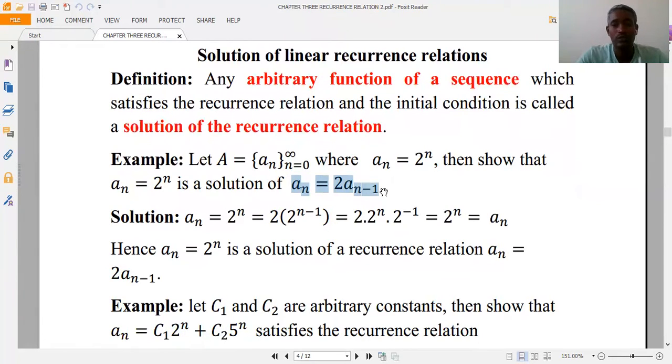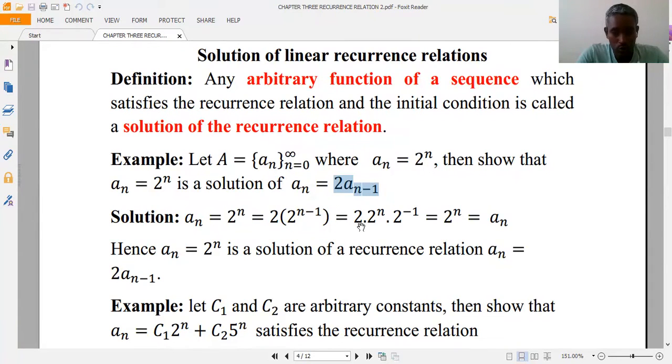To show that the sequence satisfies this recurrence relation, we substitute the sequence into the recurrence relation, and if it satisfies the recurrence relation, then it's a solution of the recurrence relation. So the sequence is this one. Now, when you substitute into the recurrence relation, the an minus 1 term of the sequence, times 2, is this one.